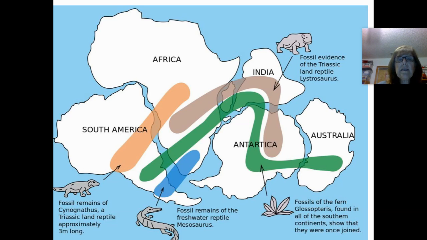The way that scientists explain it is that when these continents divided, these organisms became separated by geographical barriers, and they either survived this change in environment, or in the cases of many of these organisms, they became extinct.